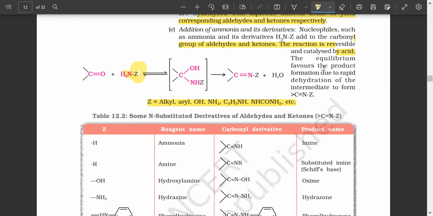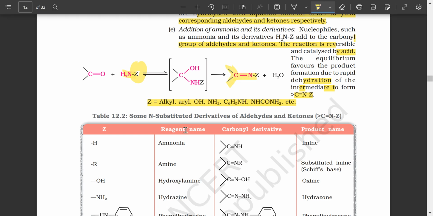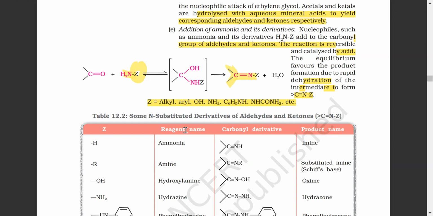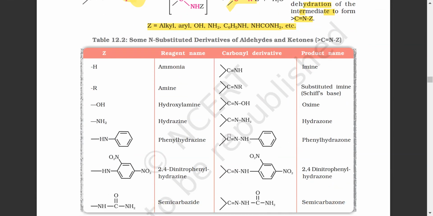Since it is reversible, we need to catalyze the reaction. The equilibrium favors the product formation due to rapid dehydration of the intermediate to form this. This one given here is getting dehydrated, okay. Due to dehydration, the forward equilibrium is favored more. Again, there are some nitrogen substituted derivatives of aldehydes and ketones.